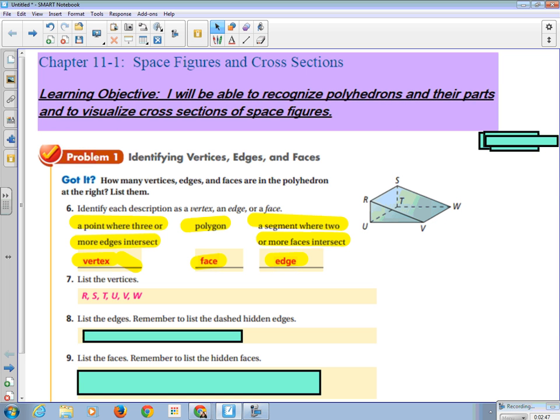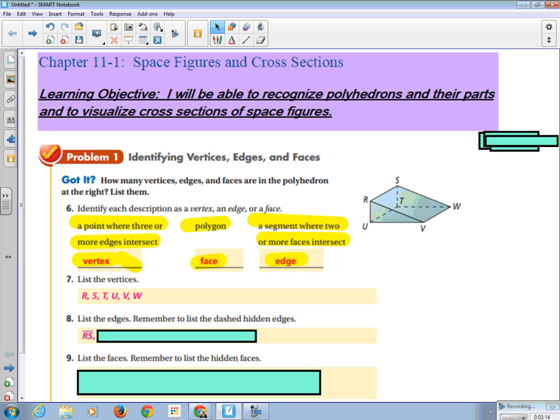List the edges. An edge is a segment. So when I ask you to list an edge on a chapter test, I'm going to ask you to use the right format for listing a line segment. So please make note that it is 2 letters and a line over the top. This is how I want you to list edges. Remember to list the dashed hidden edges.